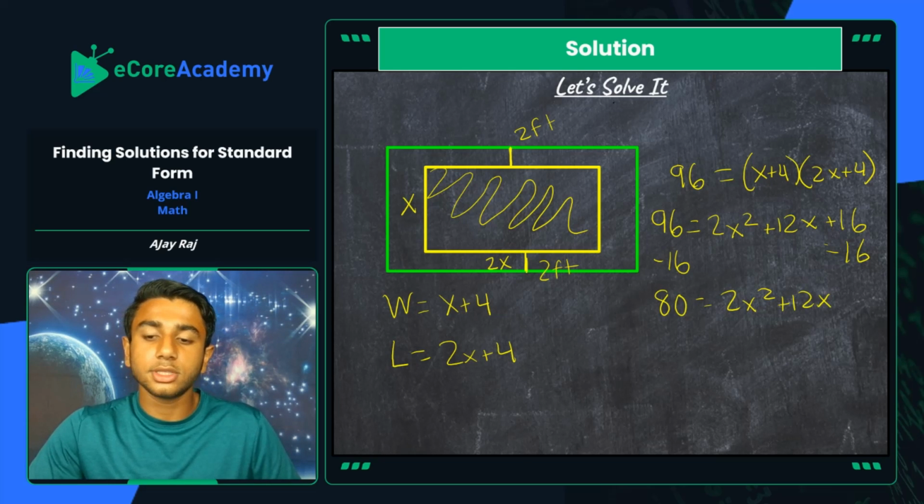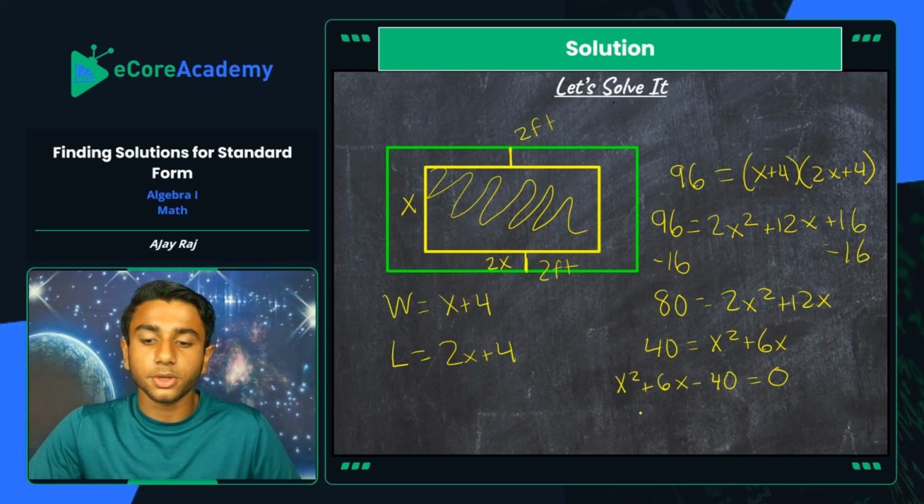Next thing we're going to do is take out the greatest common factor. So that's 2. We're going to divide both sides by 2. We get 40 equals x squared plus 6x. We're going to subtract 40 from the left-hand side to get this equation equal to 0. So x squared plus 6x minus 40 equals 0.